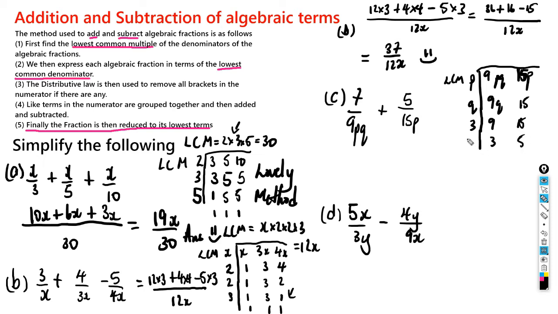Then can 2 go into any of these? No. Can 3 go into any of these? Yes. 3 can go into 3, giving me 1 and leaving 5. Then can 2 go into it? No. 3 can't. But 5 can. So I'm going to end up getting 1, 1. So my LCM is equal to P times Q times 3 times 3 times 5.